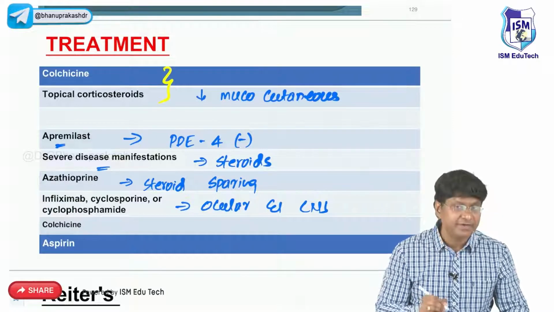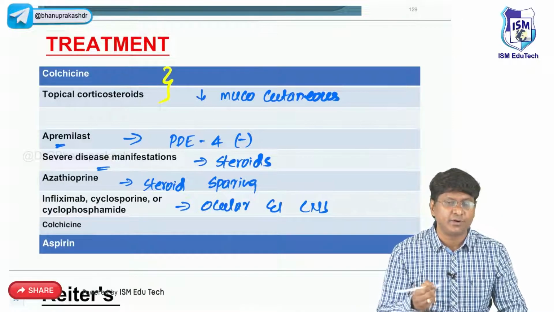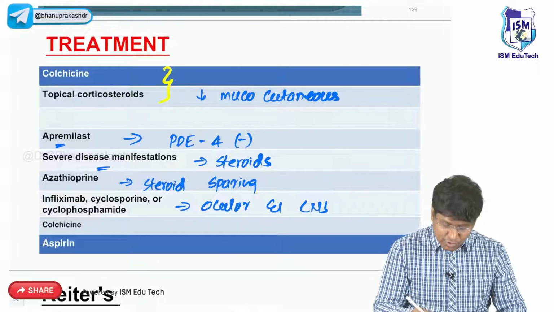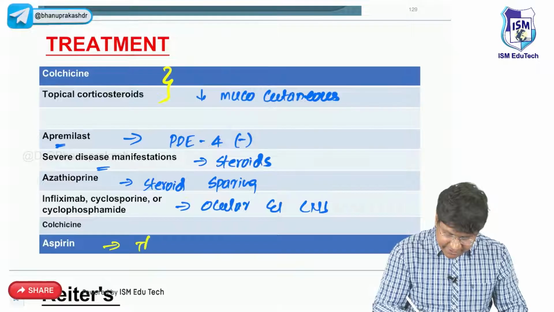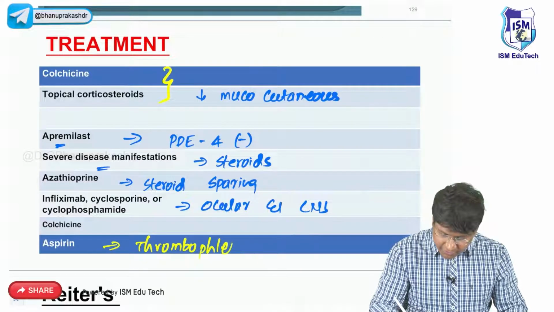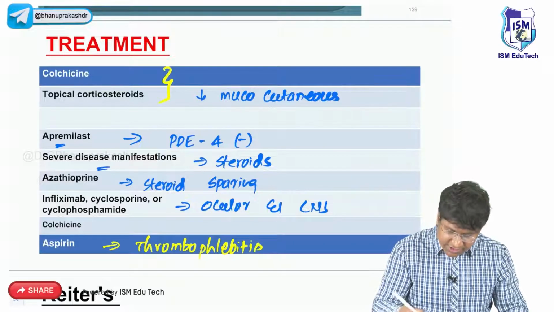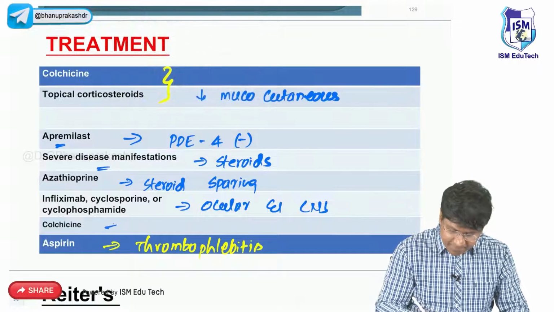And vascular involvement, we have discussed that vascular involvement will be in the form of thrombophlebitis. So whenever there is thrombophlebitis, you can give aspirin. So this aspirin is mainly for thrombophlebitis. Now, what are the conditions where we give oral colchicine? The oral colchicine is given for arthritis.